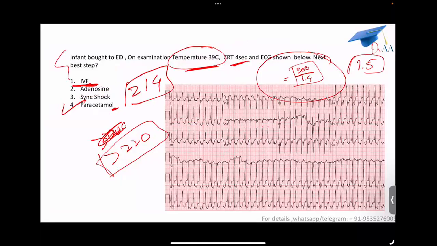Most of the time, what the students have told is that the heart rate was mentioned in the scenario itself. So it was easy to pick it up and easy to give the treatment. Heart rate will be mentioned in the scenario most of the time in the exam. You need not calculate it from the ECG.